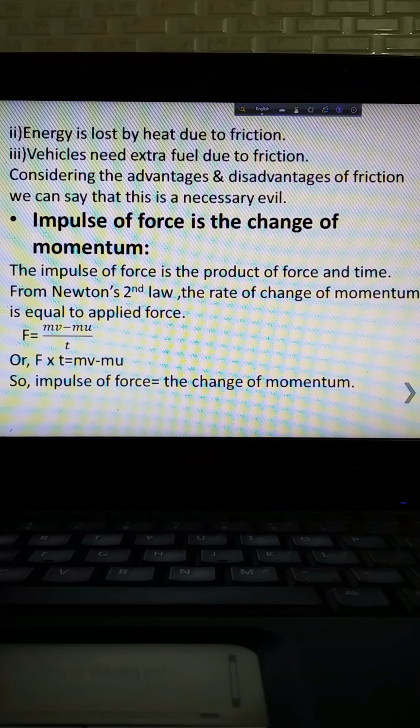Boys, I want to mention another point here. What will be the unit of impulsive force? As this is a quantity, it must have a specific unit. What will be the unit? As this is a product of force and time, the unit will be Newton second. So now we have understood that impulsive force is the change of momentum. So this is a comprehension type question.